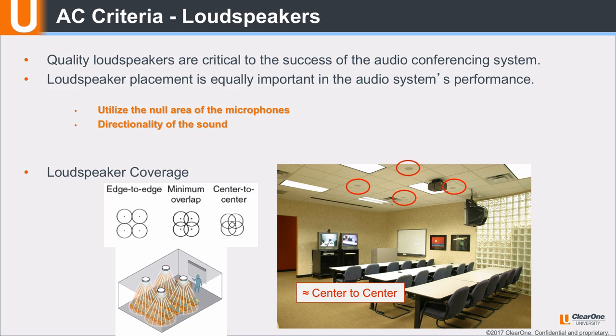Ceiling speakers set edge to edge will result in a variance of approximately 4 dB depending on where you are in the room. This is not an excessive level change, but noticeable to most. Ceiling speakers center to center will have a variation of less than 2 dB. This level change will be unnoticeable to most. How close the speakers are to each other will depend on the height of the ceiling and the coverage area.